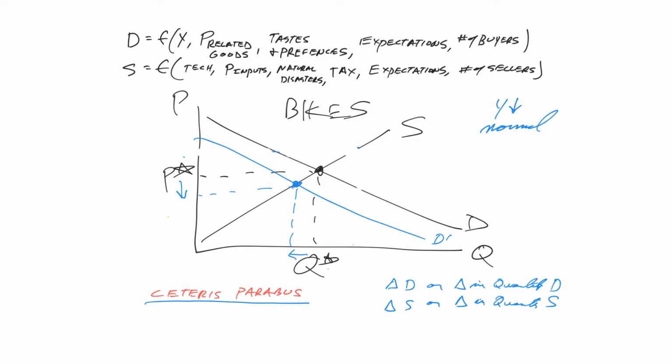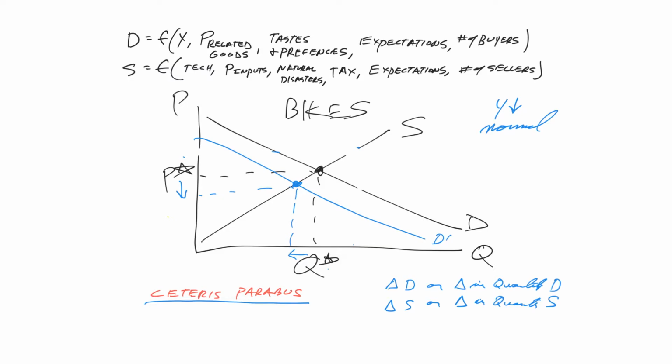And what happened to quantity supplied? Well, we moved from this point to this point. Okay, and we're looking at this axis. When we're talking about an increase or a decrease, we're looking at the quantity axis. So from here to here, quantity fell. So we would say that's a decrease in quantity supplied. So we had a decrease in demand and a decrease in quantity supplied.